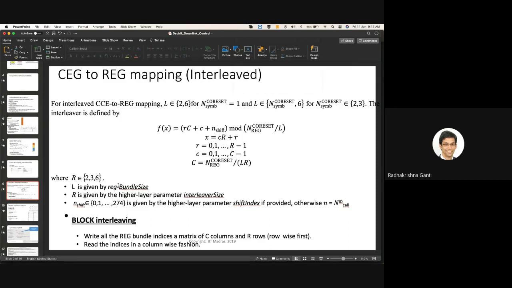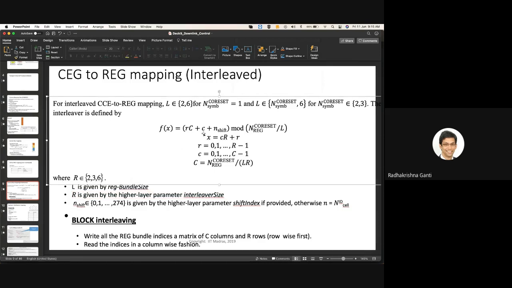L is given by the REG bundle size. R, a higher layer parameter, is the number of rows. Once you know the number of rows, you automatically know the number of columns. So you write it row wise and read it column wise. That's the simplified version of this whole set of equations. There's also something called N shift that you apply, but forget about N shift for now.